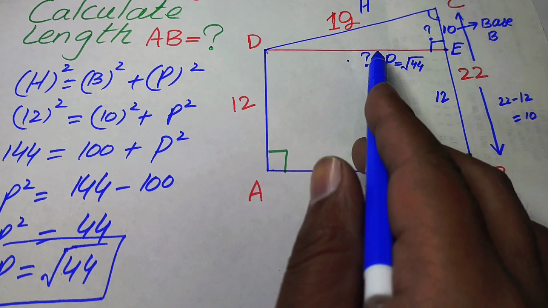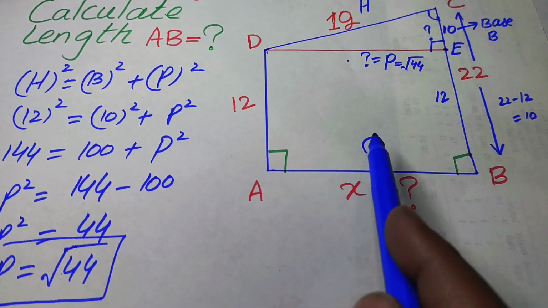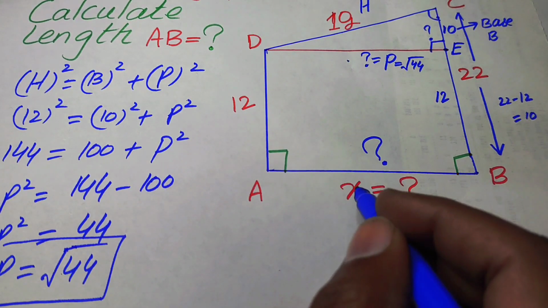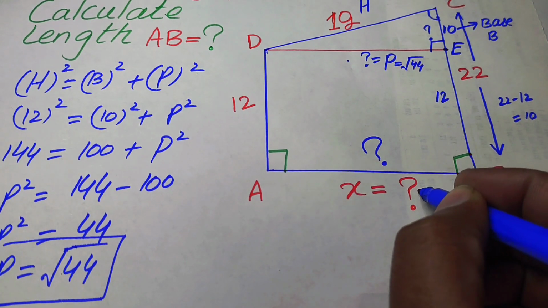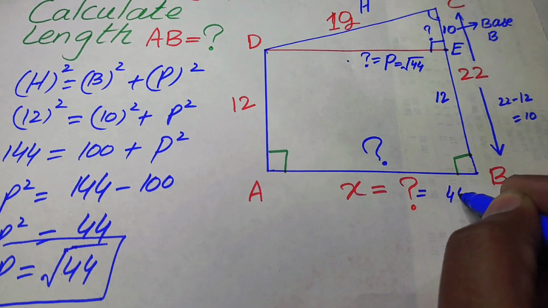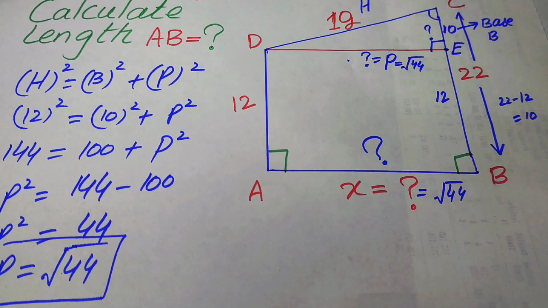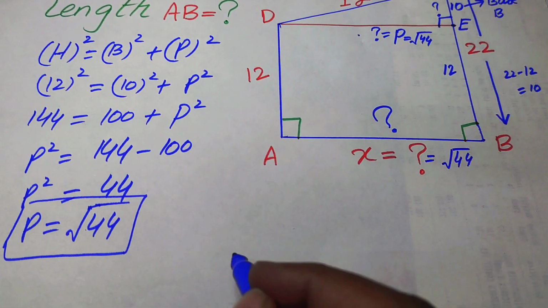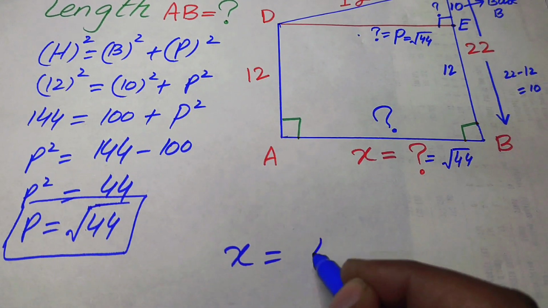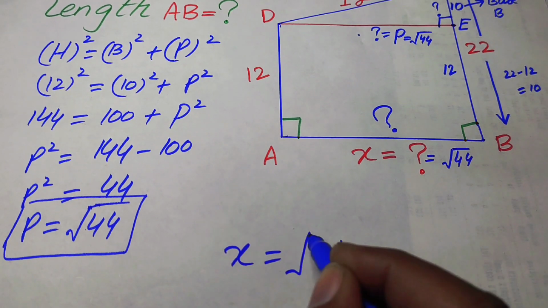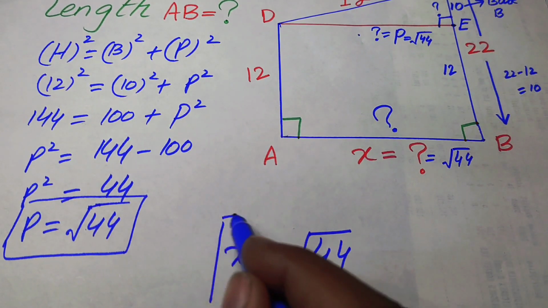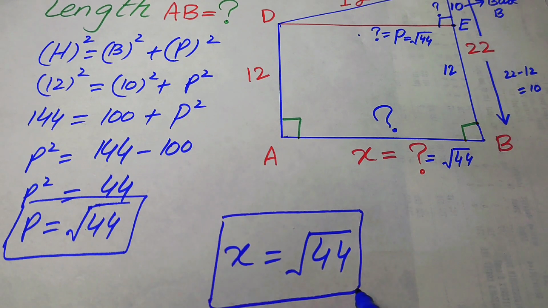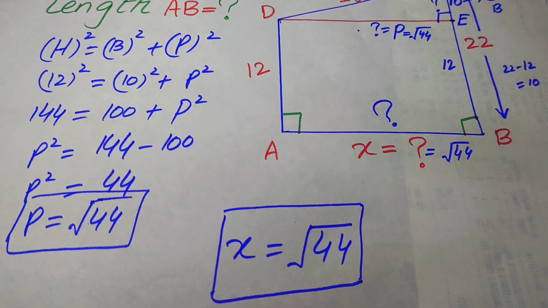Because this line DE is parallel to AB, we can say that the value of x is also square root of 44, and this is our required answer, the required length of AB. The value of x becomes square root of 44.